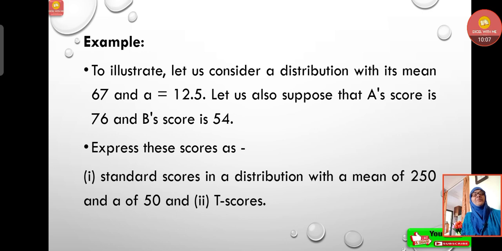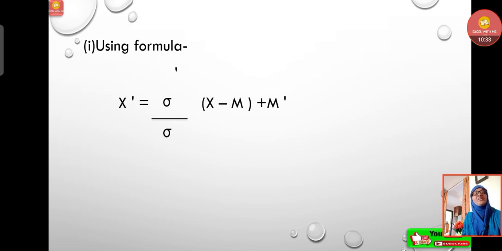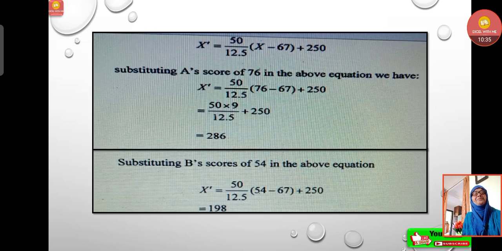So let's see the example here. To illustrate, let us consider a distribution with its mean 67 and standard deviation 12.5. Let us also suppose that A's score is 76 and B's score is 54. Now express these scores as standard scores in a distribution with a mean of 250 and standard deviation of 50, and as t scores. Let's see the calculation with the help of this formula.